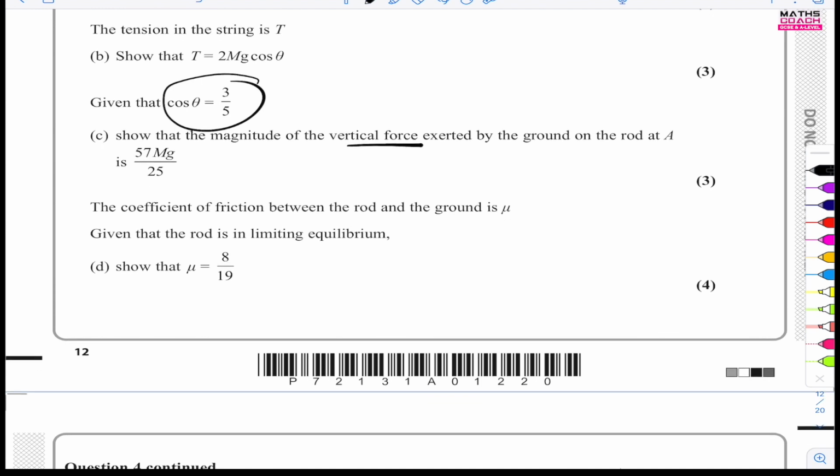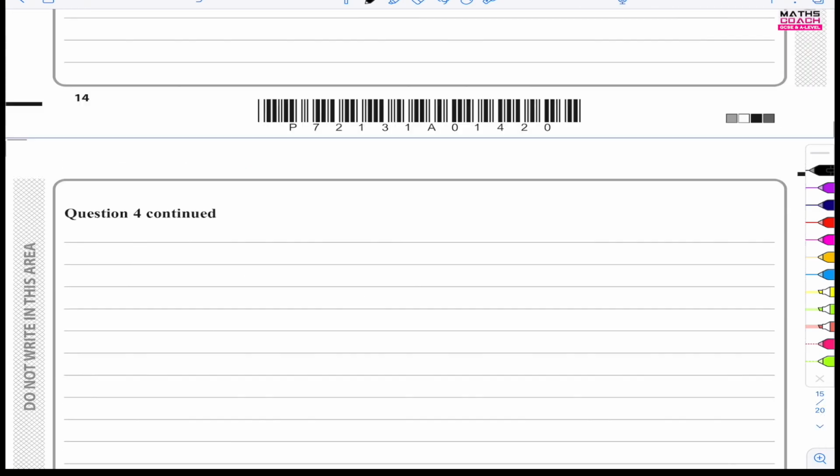Given that the rod is in limiting equilibrium, show mu is equal to 8 over 19. Limiting equilibrium means that it's just about to move. It's at its last stage before it will actually start moving. So we can still consider all the forces are equal to 0. So let's go ahead and do that.